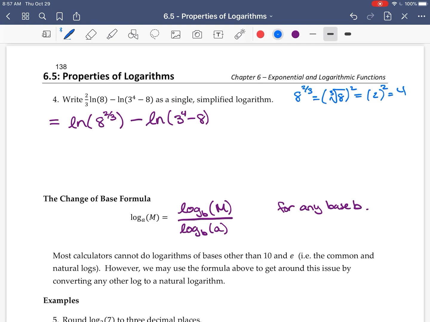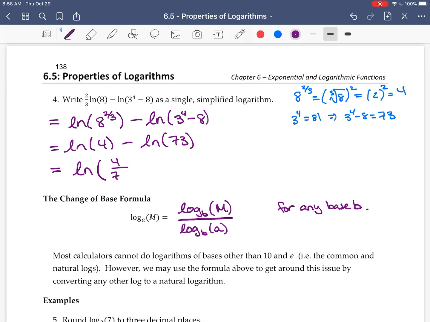And then 3 to the 4 is 81. So 3 to the 4 minus 8 is 73. Okay, so this actually simplifies to ln of 4 minus ln of 73. Okay, which now because I have a minus, I can write it as division. So this is actually ln of 4 divided by 73. So that's going to be my simplified version.